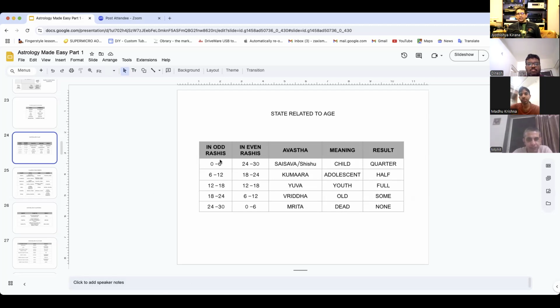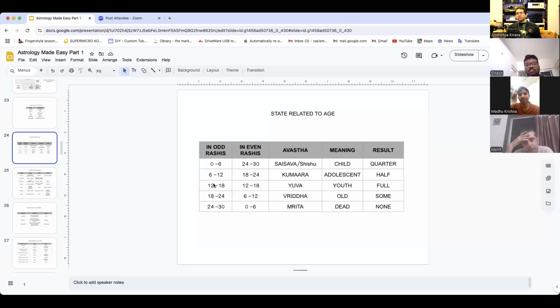So 6 to 12 degrees in odd rashis will be Kumar Avastha, adolescence. In adolescence, what happens? Still there is not enough maturity. You are all imagining things. An adolescent will say, I'll become a bus driver. I was thinking bus driver is the most happening job in life. That's how I was feeling in adolescence. I used to roam around everywhere and tell everyone I'll become a bus driver or a police officer. So you start romanticizing all these things which you think are nice at that time. So that is 6 to 12.